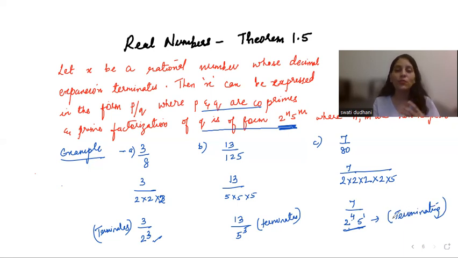So the denominator can be of the form 2 power n, or 5 power m, or 2 power n, 5 power m. If it is in the form of any of these, then the decimal expansion terminates. I hope this is clear.